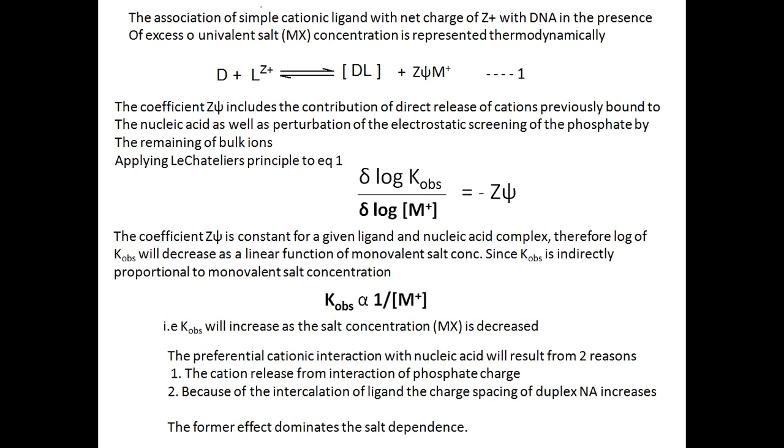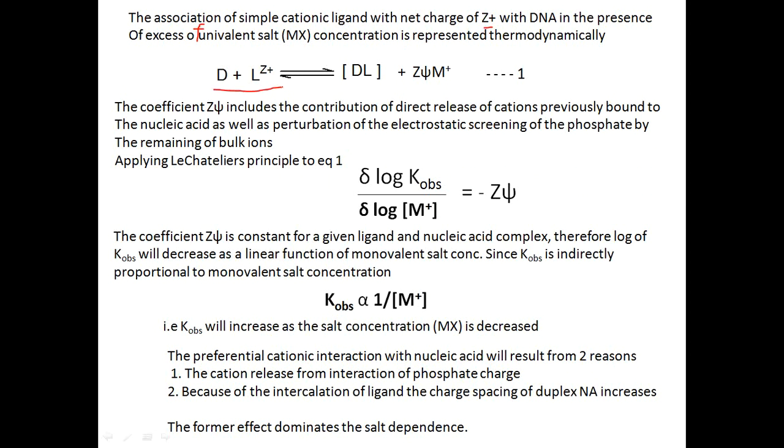So the association of a simple cationic ligand with net charge of Z plus, whatever the charge is on the cation, with DNA in the presence of excess univalent salt, that is MX, like sodium chloride or potassium chloride. The univalent salt MX concentration is represented in terms of molarity.